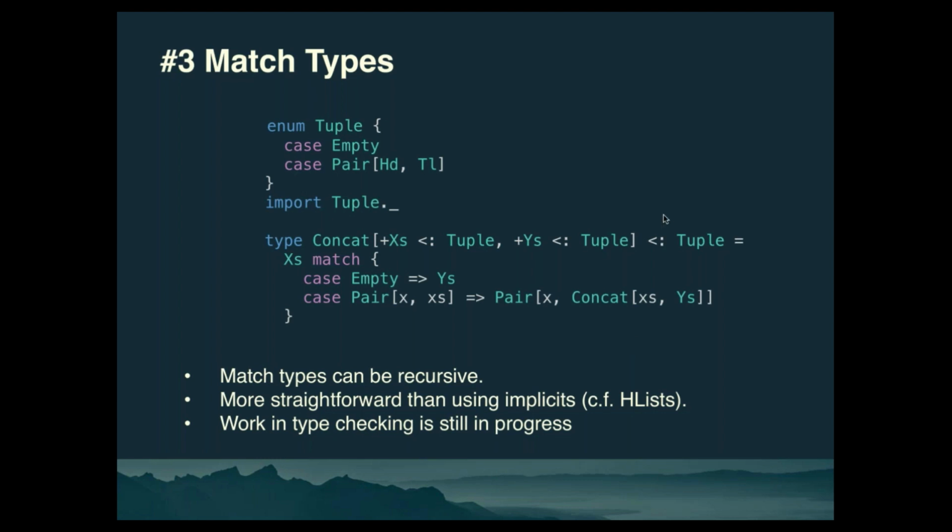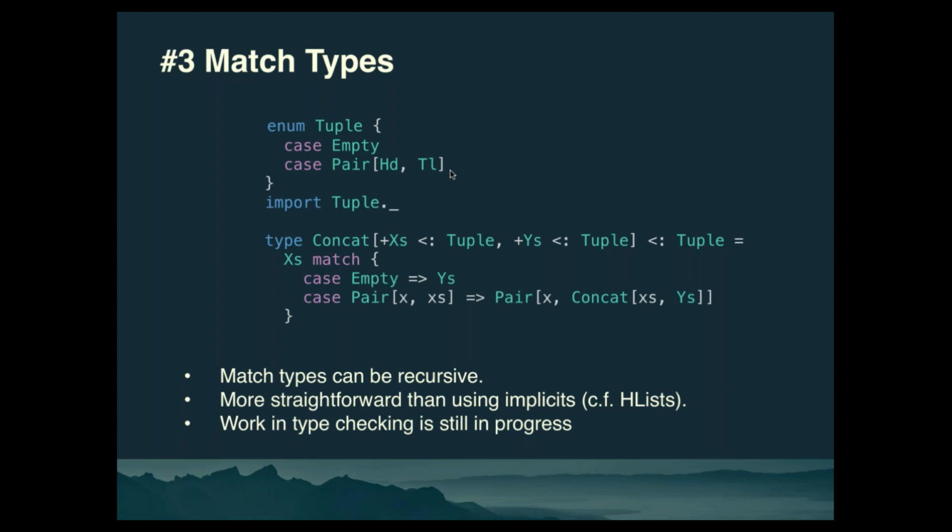As an example, let's say you have an enum tuple, which can be empty, or a pair of head and tail. That's essentially, you could also say HList, which is sort of the current term for this thing. And then you want to define an operation to concatenate two tuples. And not only do you want to define the operation, but you also want to be able to say what type it has precisely. Now, of course, the type of concatenating two tuples depends on what these tuples are.